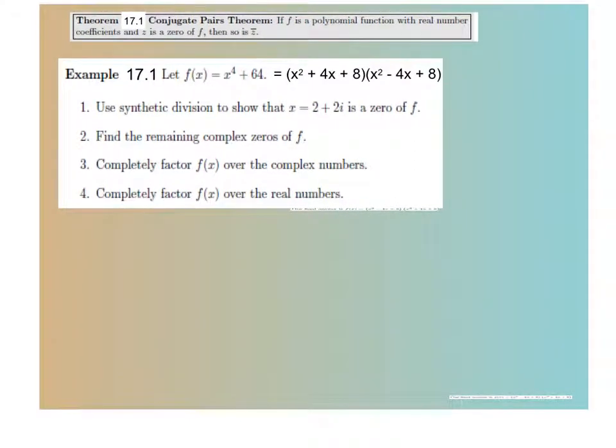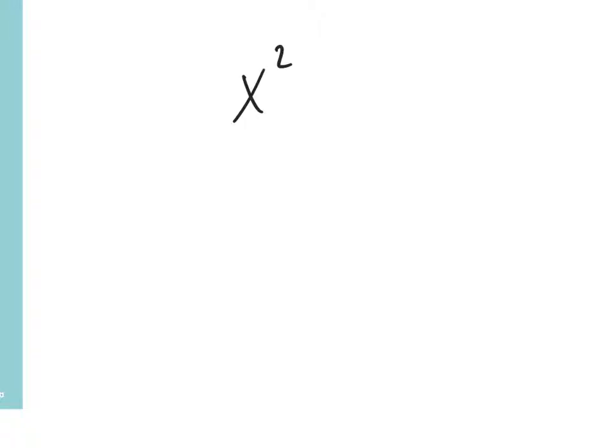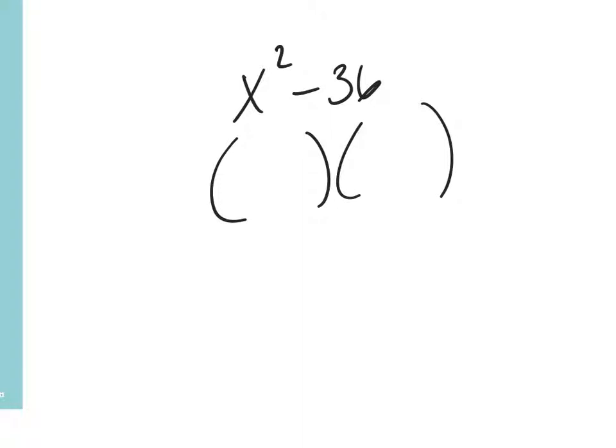You'd have to know what synthetic division was. You'd have to know the difference between a zero and a factor. You'd have to factor things over the complex and the real numbers. So much stuff. So here we go. Get room to write. I know you know this. x squared minus 36. I know you can all factor that. So please do it. It'll just help you get kind of in the right mode.